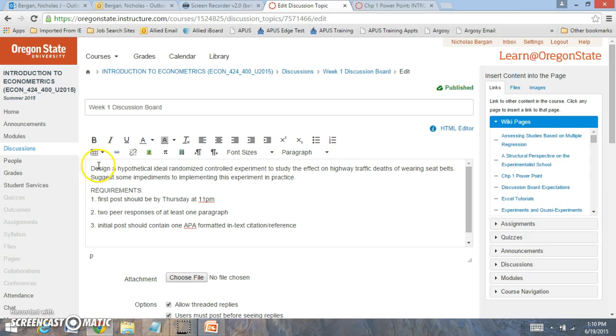And you're answering this question. Design a hypothetical ideal randomized controlled experiment to study the effect of highway traffic deaths on wearing seatbelts. Suggest some impediments to implementing this experiment in practice. So look at some research, and I'll even put on there.